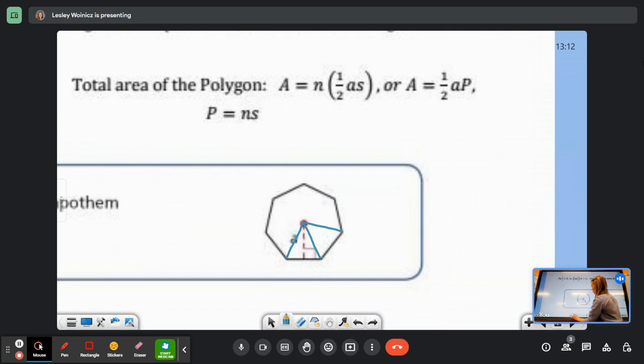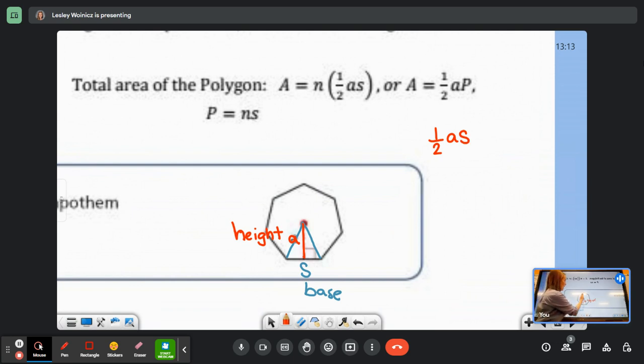If we look at just one of those triangles, the base of that triangle is the side length S. So S is like the base. Our little apothem, A, is the height. So the area for that one triangle is 1/2 the base and the height multiplied together, so the S and the A, or the A and the S.